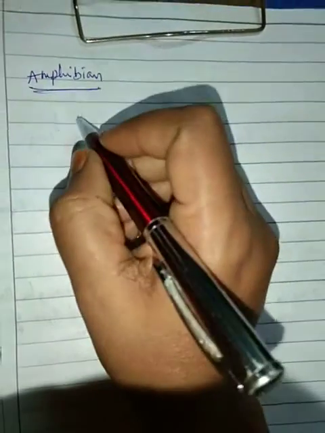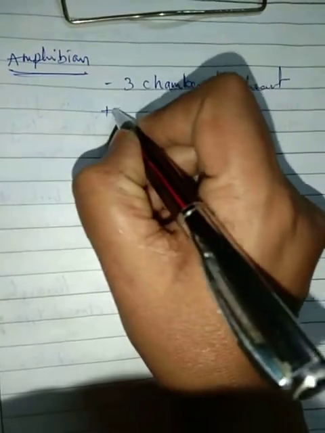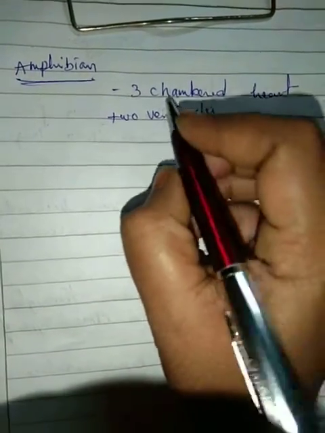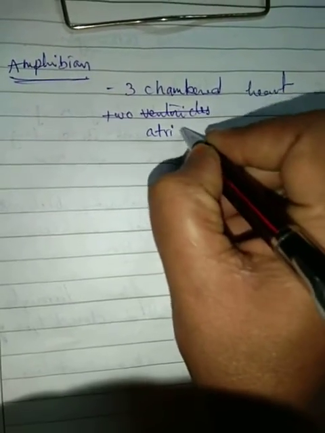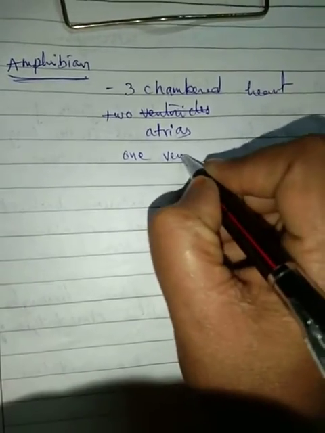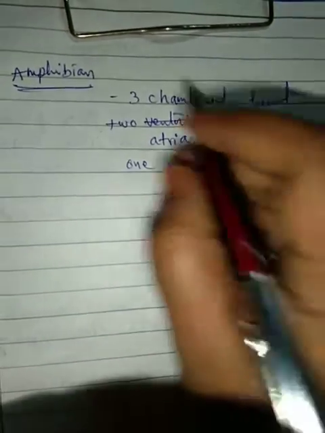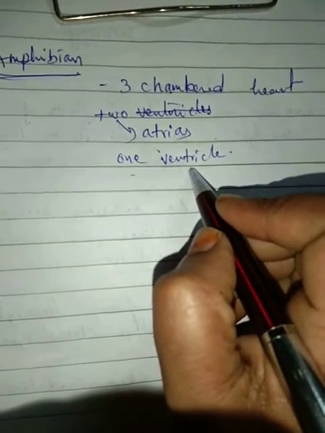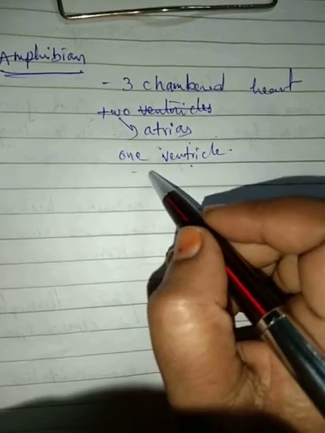And next one, amphibians. Amphibians have a three-chambered heart: two atria and one ventricle.